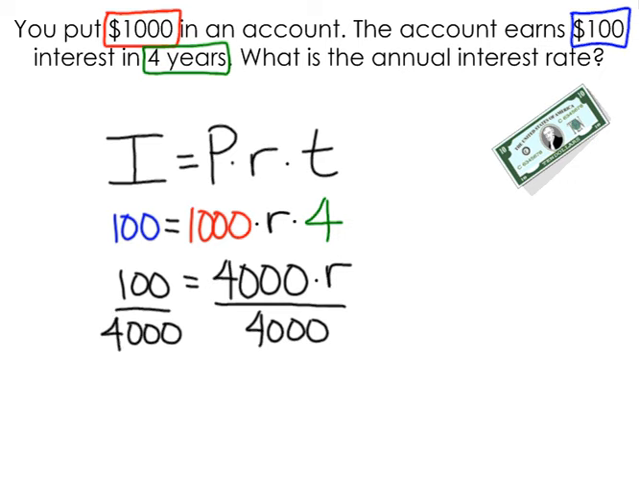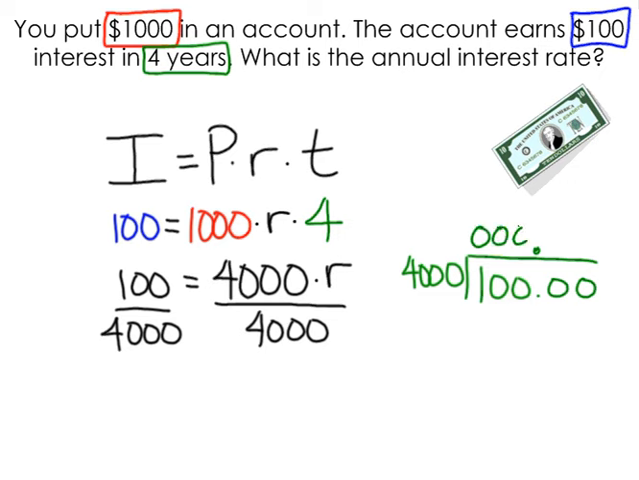So now I'll set up my division box for 100 divided by 4,000. And since 4,000 is larger, I'm going to go ahead and just add in a decimal point with a couple zeros since I know I'll need them. Okay, so 4,000 does not go into any of the numbers up until 100. It does not go into 1,000, but 4,000 will go into 10,000 twice.